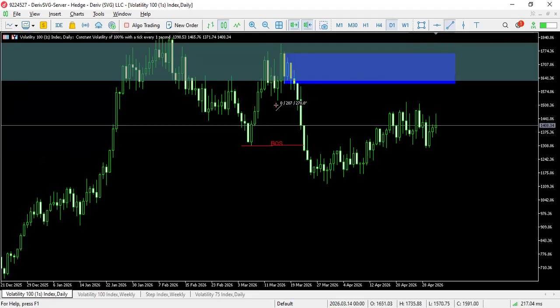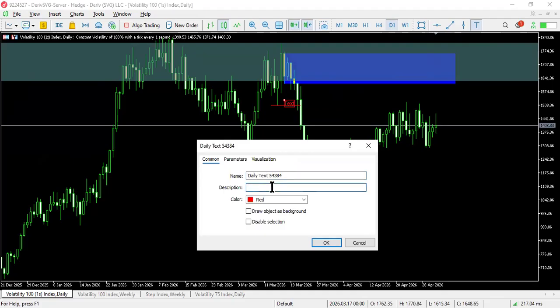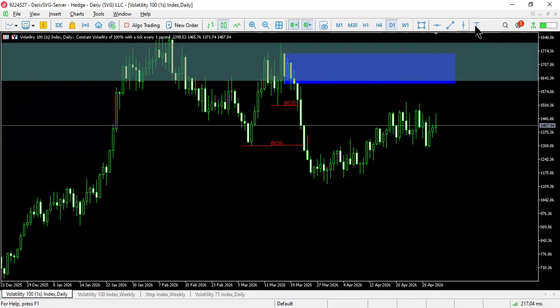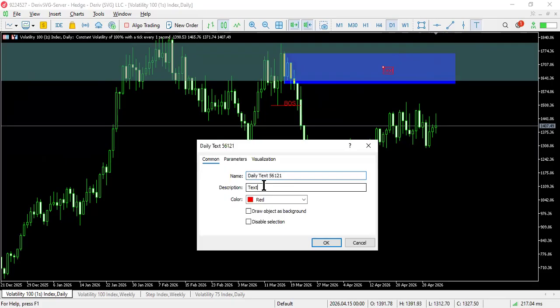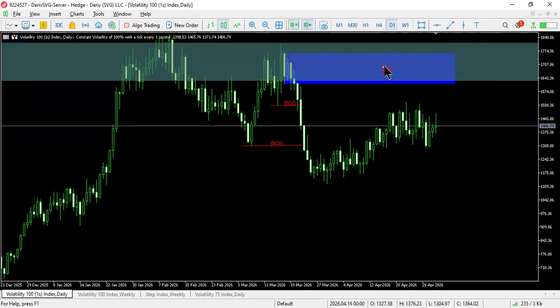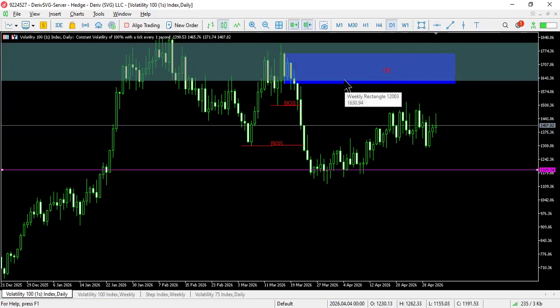So we have an internal break of structure right there. So we have a break of structure. And then the other block which caused the break of structure is that other block. And then we have a swing low here. And then that's pretty much it from the daily time frame, heading over to the 4 hours time frame.